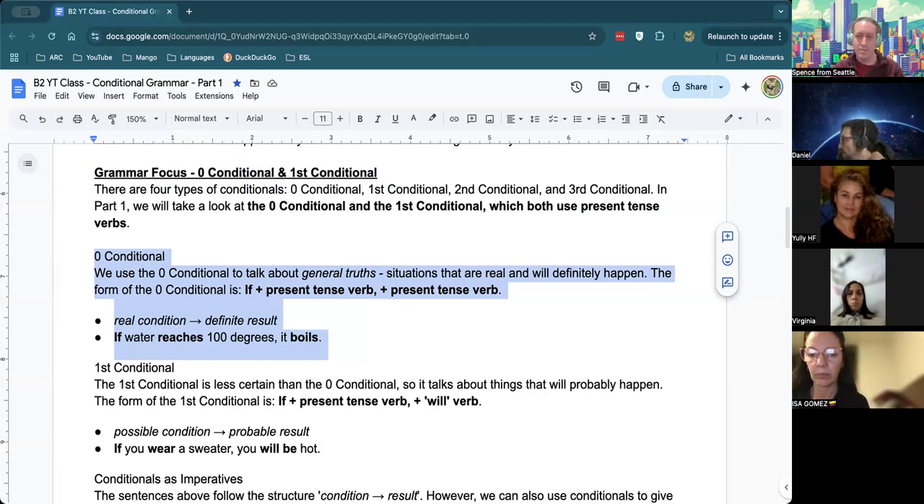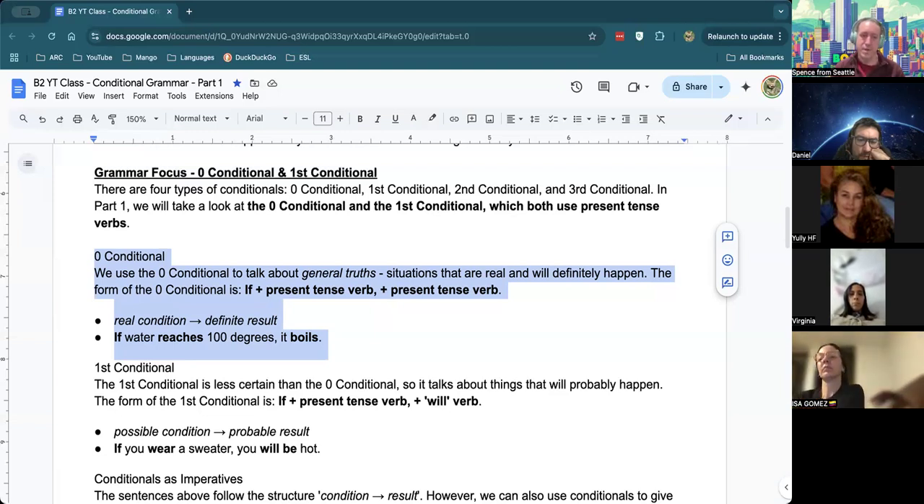We use the zero conditional to talk about general truths, situations that are real and will definitely happen. The form of the zero conditional is if plus present tense verb plus present tense verb. Real condition, the definite result. If water reaches 100 degrees, it boils.